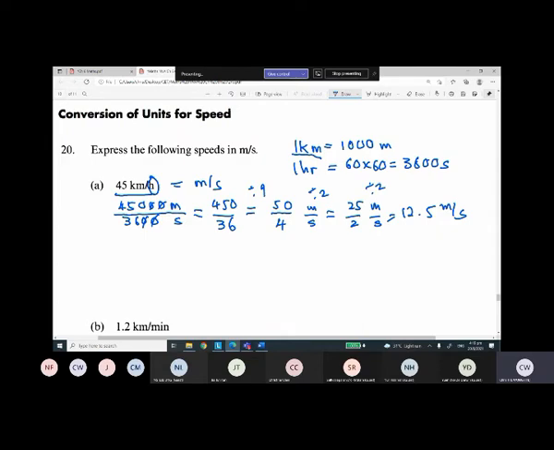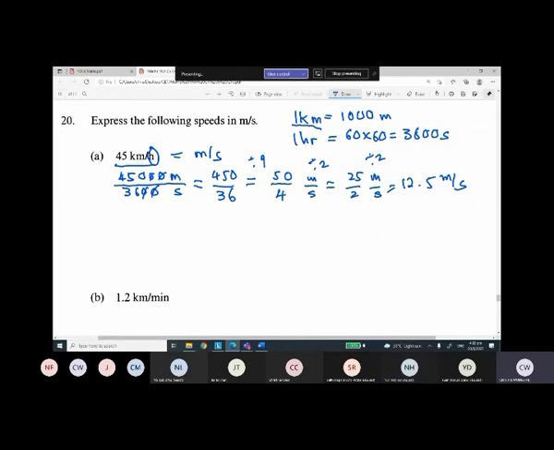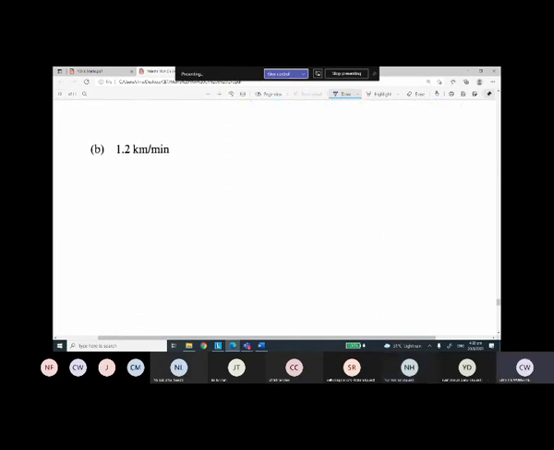So you know how to convert? Anyone not sure how to convert? Anyone? I'm still confused with the conversion. Oh, the conversion, you should be confused. Maybe we do another one. How about that? Okay, we do this one.